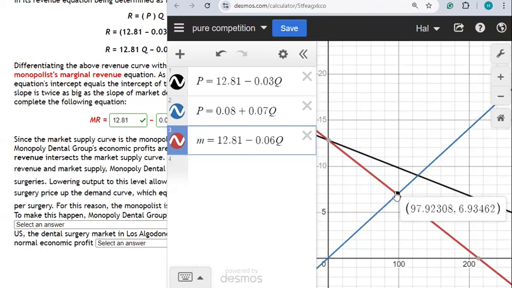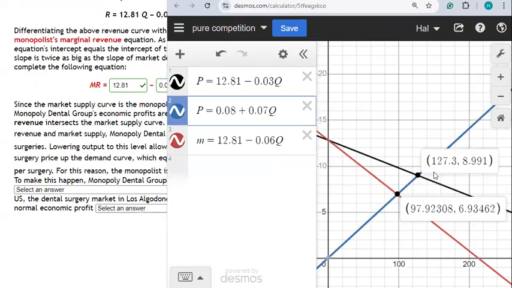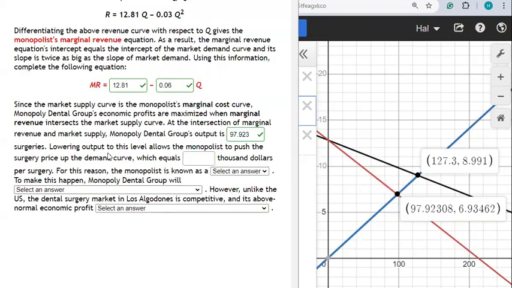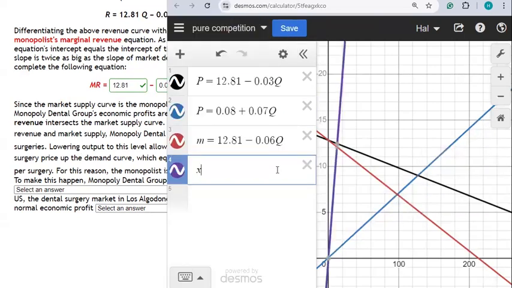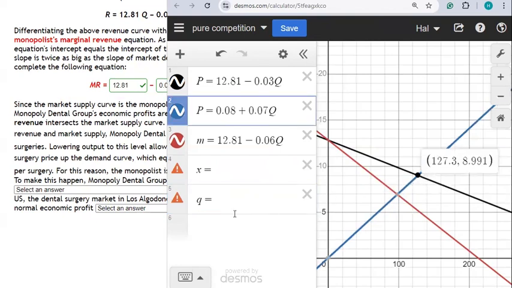And the monopolist wants to perform 97.923 dental surgeries. If these 7 dental clinics were independently operated, they would supply or perform 127.3 dental surgeries. But together, under one management, under one ownership, they limit the number of surgeries to 97.923. Lowering output to this level allows the monopolist to push the surgery price up the demand curve. I'm going to type X equal here, and I also type a Q here. Q is going to be equal to the original quantity, 127.3.